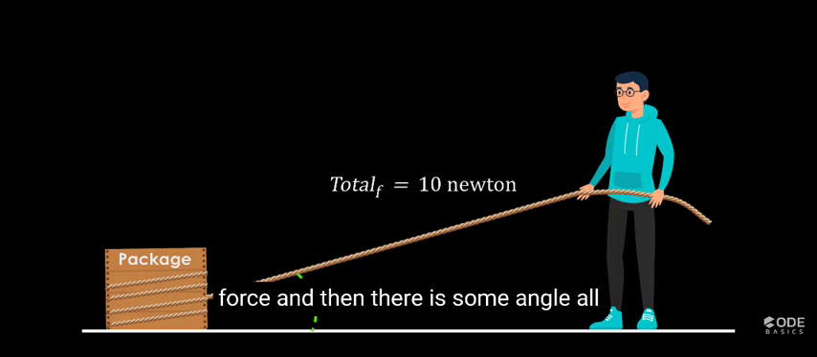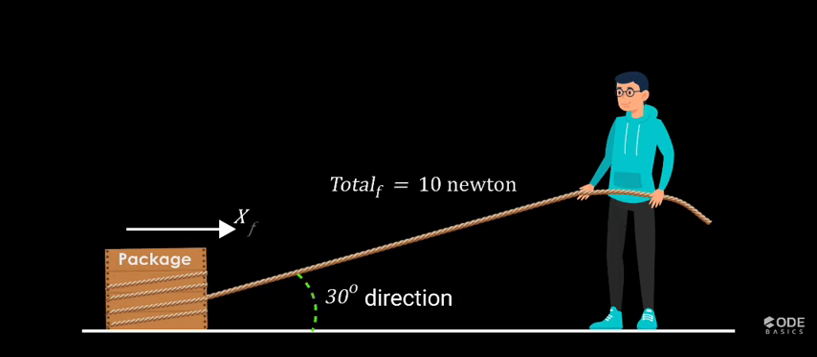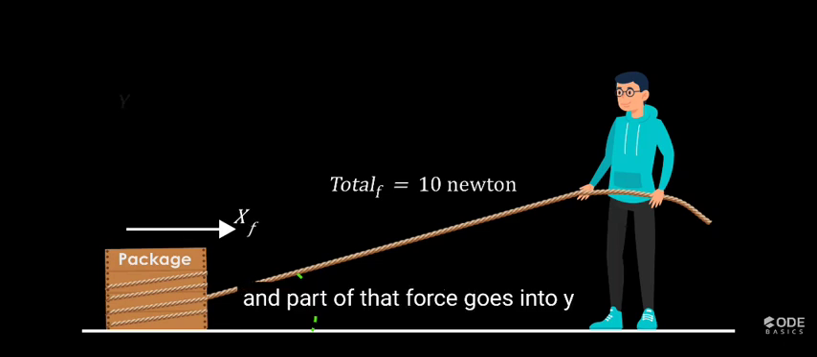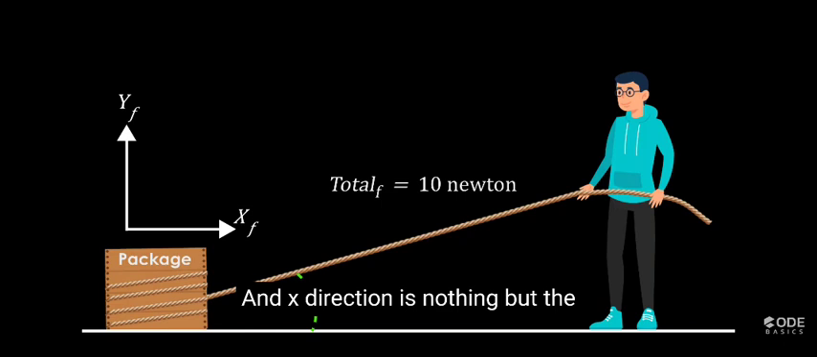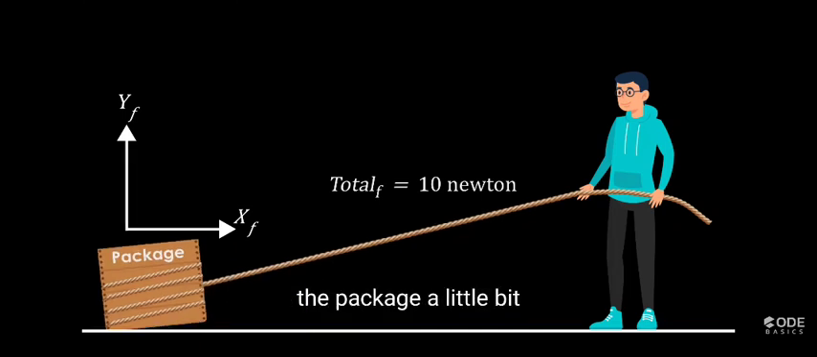And then there is some angle. Let's say there is a 30-degree angle. Now part of this force goes into the x direction and part of that force goes into the y direction. The x direction is nothing but the component of the force that is used to pull the box in a horizontal position, and yf is the force that is used to lift the package a little bit.